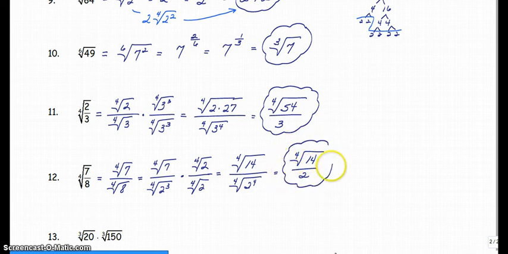Again, I have a fraction. I want to look at reducing it, but I can't reduce the 2 and the 14 because one's inside the radical and one is outside of the radical. To reduce, they'd both have to be in the same spot.